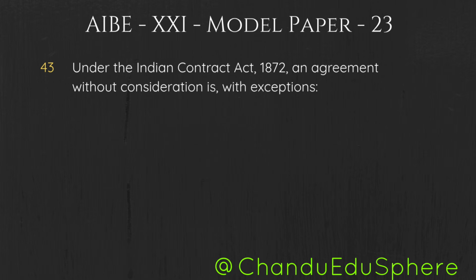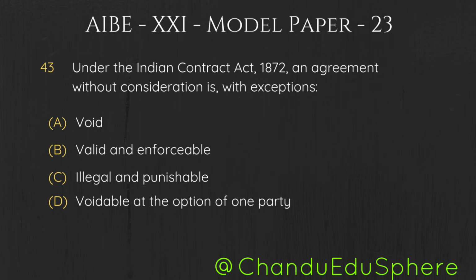Under the Indian Contract Act 1872, an agreement without consideration is, with exceptions, void. Section 25 of the Indian Contract Act 1872 declares that an agreement without consideration is void, save for specific exceptions of natural love and affection between near relations, past voluntary services, and a promise to pay a time-barred debt.